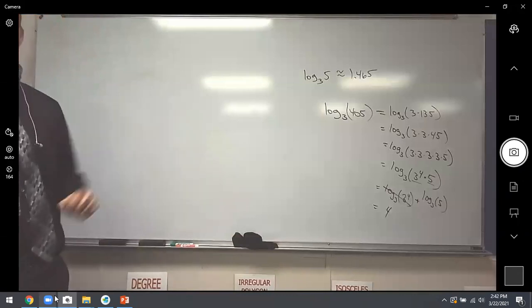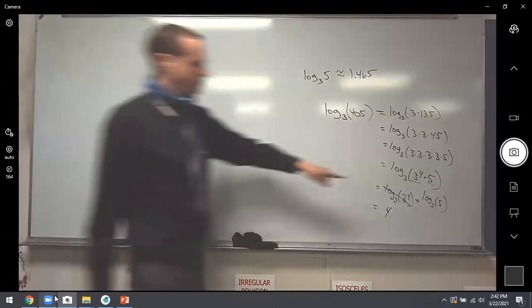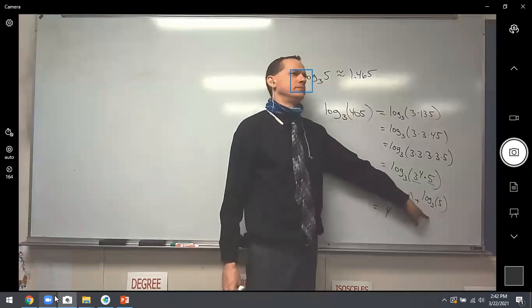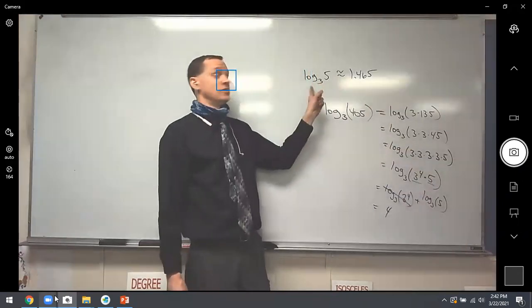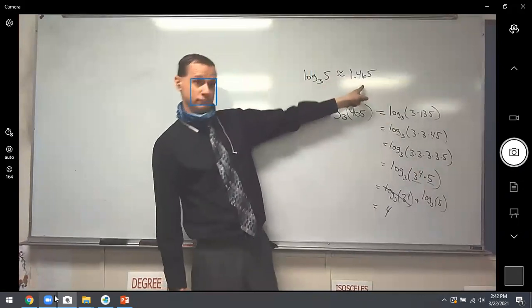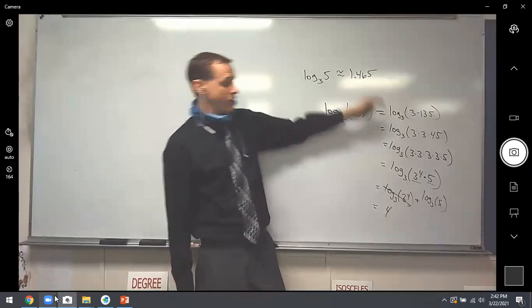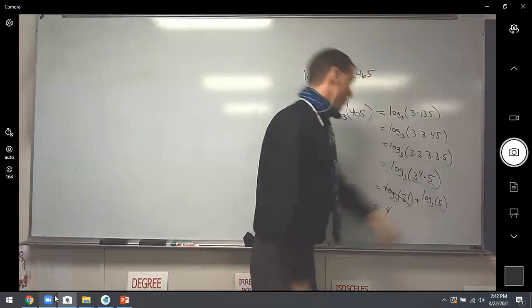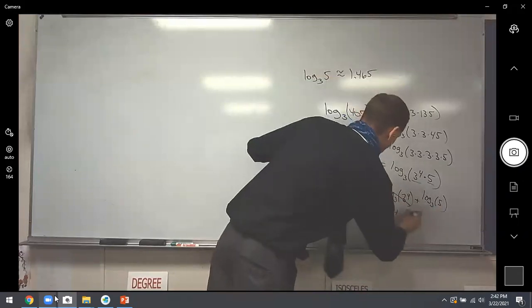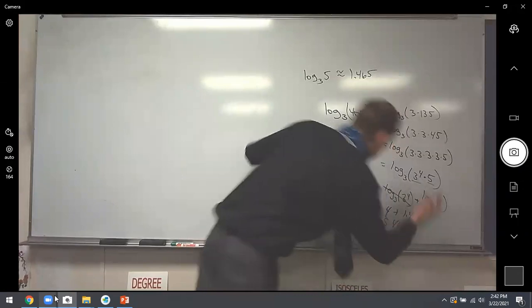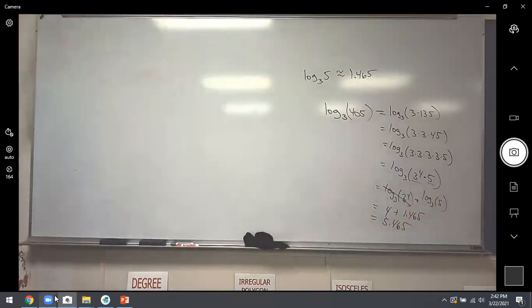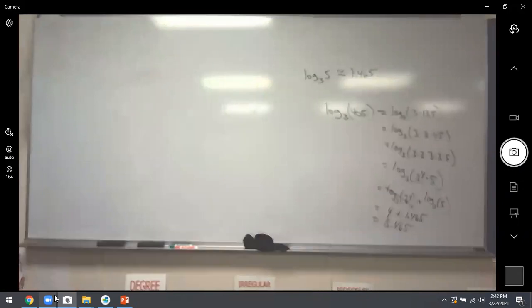Now we got this leftover log base 3 of 5. But look what they gave you right at the start of the problem for apparently no reason. They said log base 3 of 5 is about 1.465. So instead of writing log base 3 of 5, they want you to write 1.465. And then the grand total is going to be 5.465. So that's the kind of thing they want you to do on this problem.